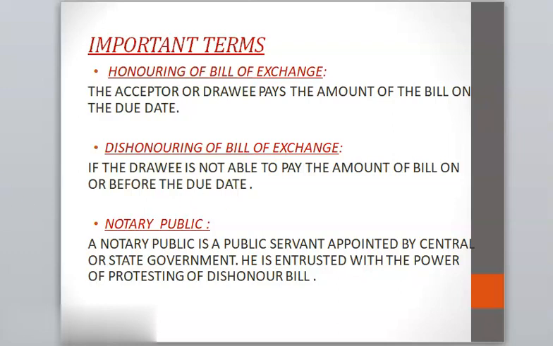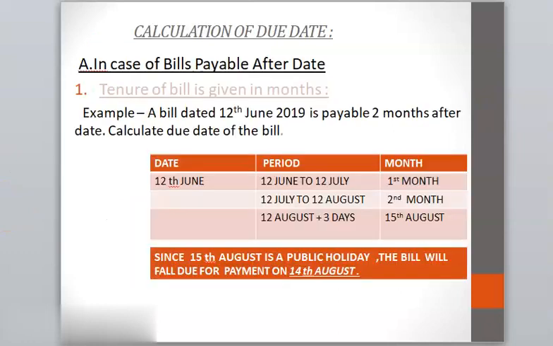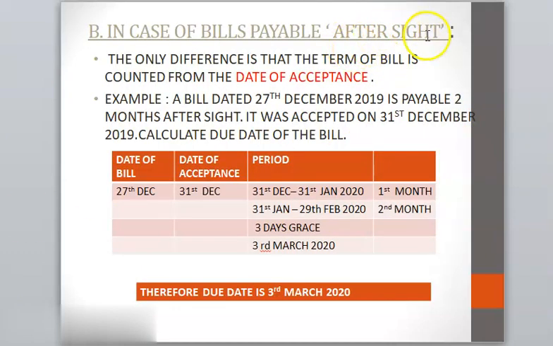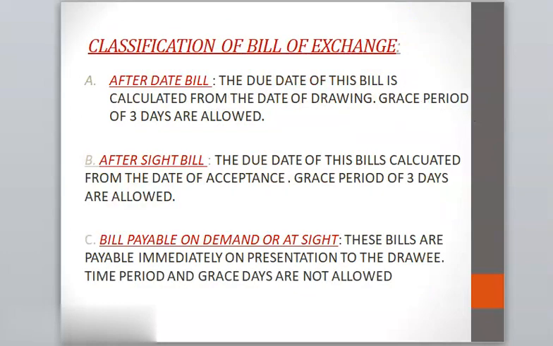So here we have done today the calculation of due date. After date, it means month, when they mention days. And what is meant by after sight? It means we will start calculating the due date from the date of acceptance of bill. And finally we come to the conclusion on classification of bill of exchange. After date bill, it means we are going to add to the due date. After sight bill means the due date we start calculating from the date of acceptance. And bill payable on demand means whenever the drawer is in need of money, he is going to ask for the payment.